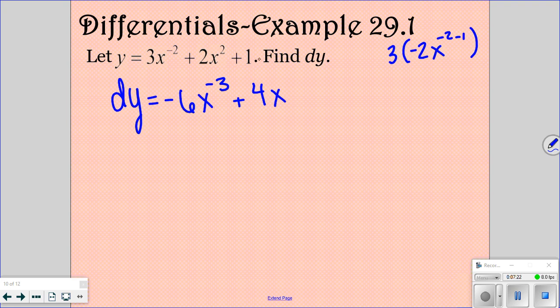And the derivative of 1 is 0. And then we took the derivative of these two terms with respect to x. And so that's your answer for dy. Negative 6x to the negative 3 plus 4x dx.